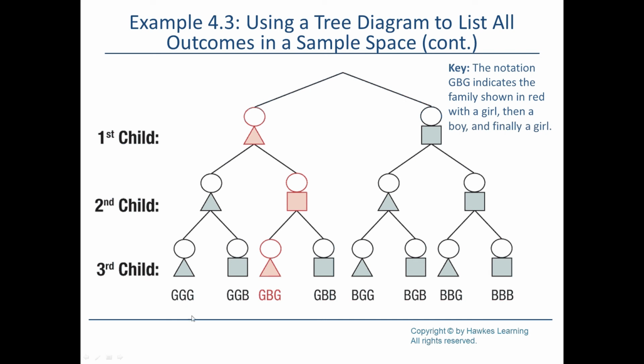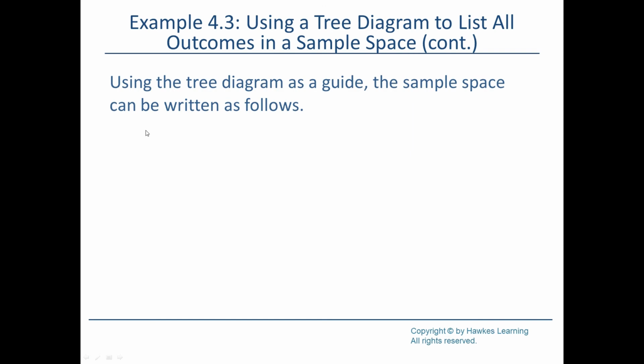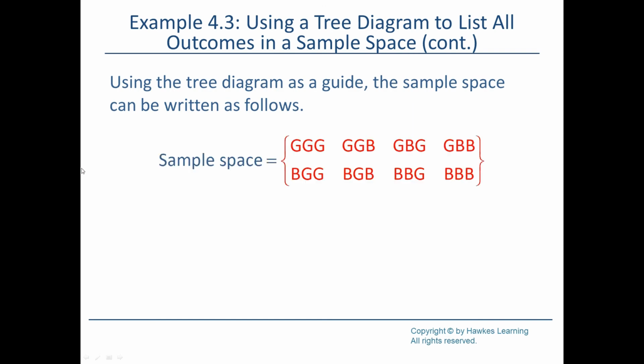So the bottom here, GGG, would indicate that all 3 children were girls. GGB would be a girl, girl, followed by a boy. GBG would be a girl, then a boy, then a girl. Notice that this looks like a tree, especially if you turn it upside down. And so using this tree diagram as a guide, we can see that there's going to be 8 outcomes. 2 times 2 times 2. 3 children, so 2 to the power of 3.